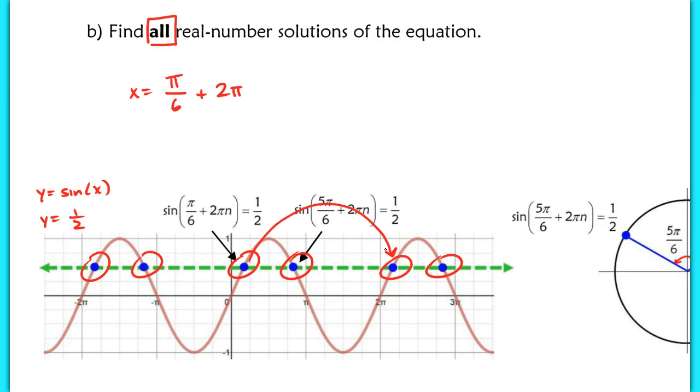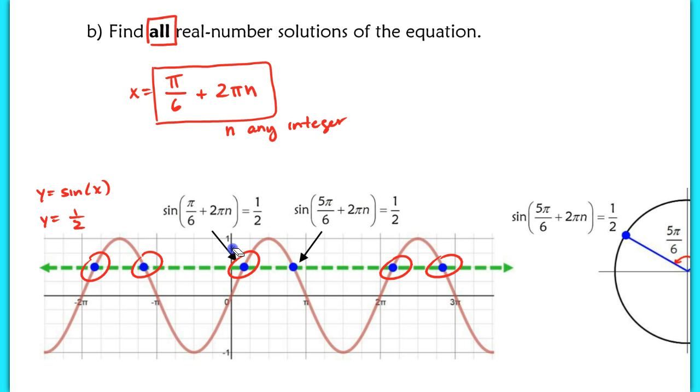In order to show that we can add any multiple of 2 pi, or even take away 2 pi, I'm going to add the integer n to this. So n represents any integer. This represents all of your pi over 6 solutions. We also know that 5 pi over 6 is another solution, so we write that as 5 pi over 6 plus 2 pi n as well.